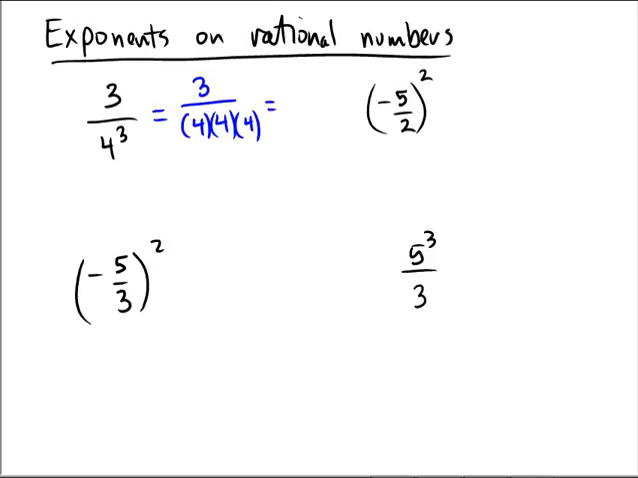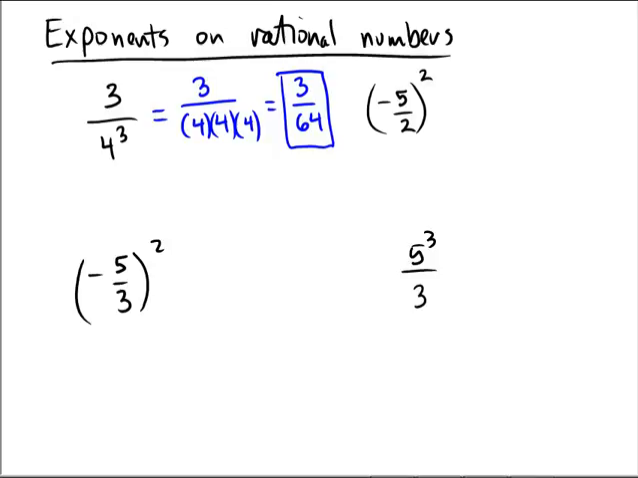So of course the numerator is unchanged, it's just a 3, and in the bottom we have 4 times 4, which is 16, 16 multiplied by 4 to get the cubing, and that's 64. So the first problem's answer is 3 over 64.